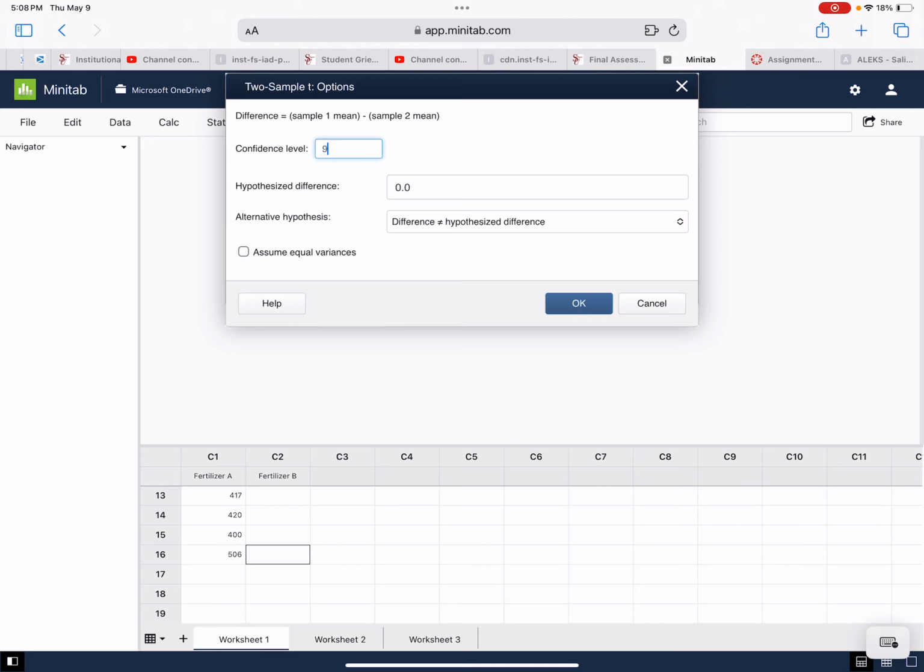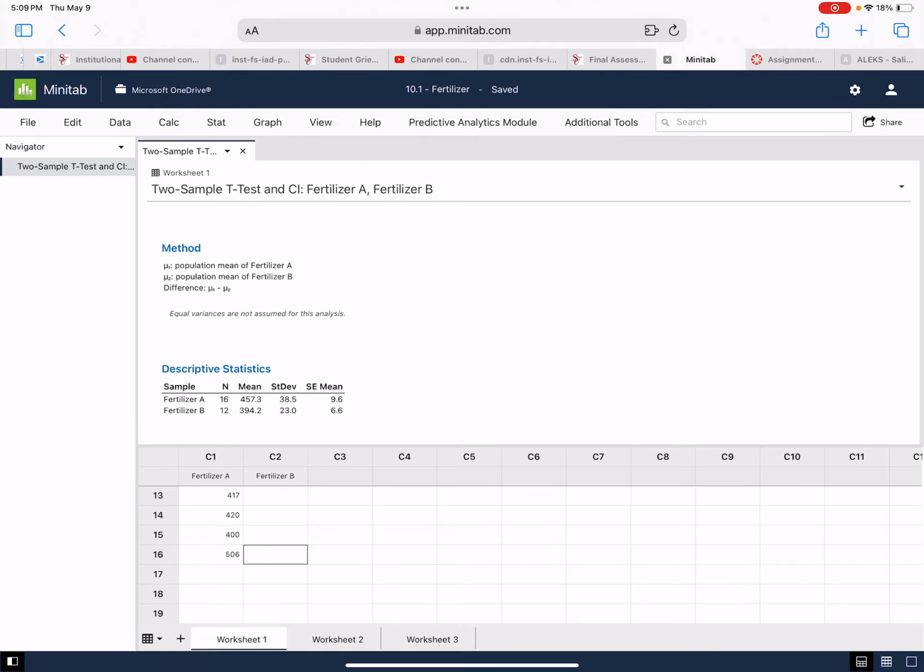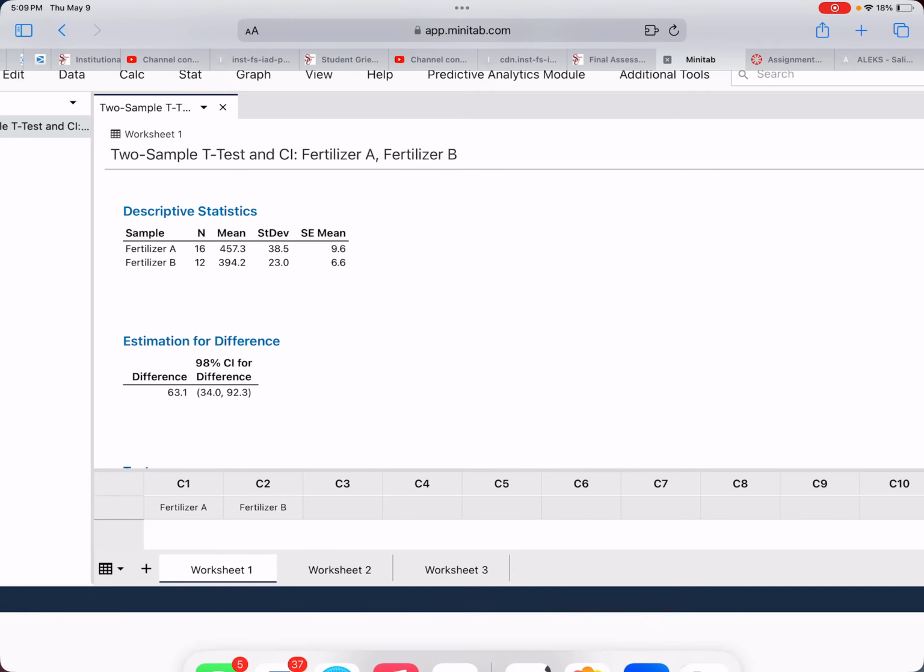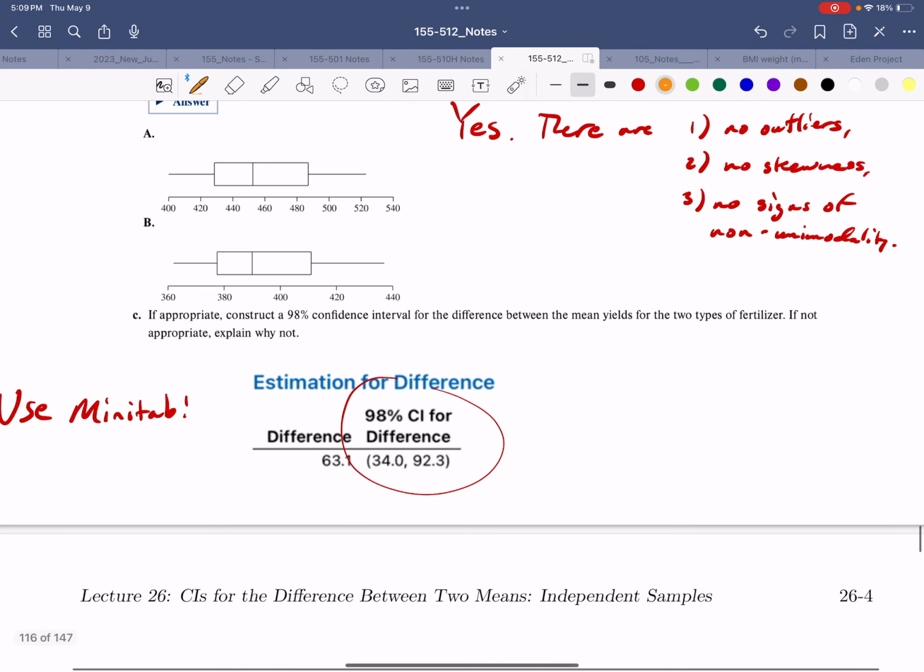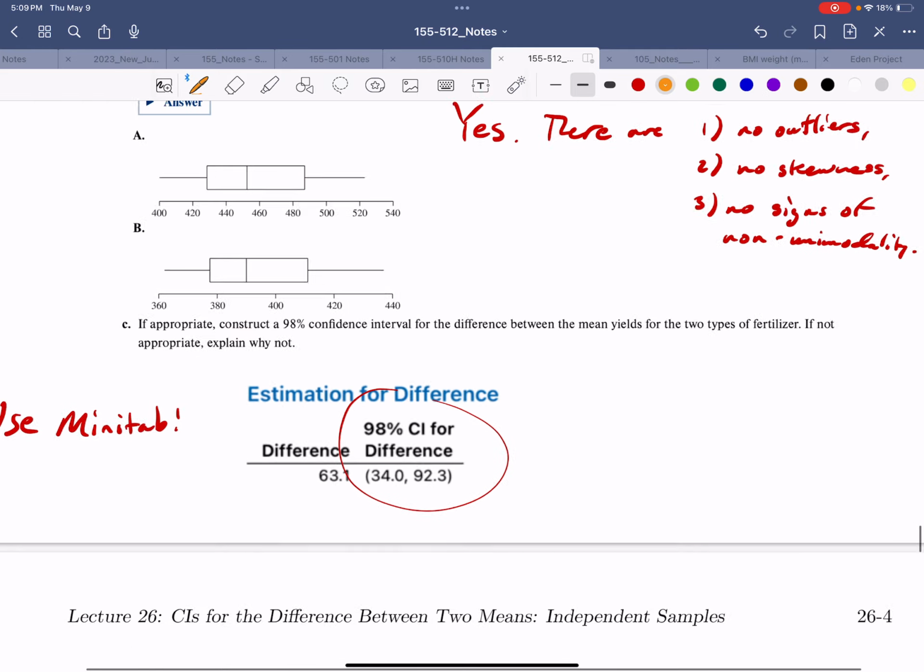Options, now they had said 98% confidence interval, and so keep everything else the same. And there's our confidence interval. And sure enough, that's exactly what we had gotten in class. Okay? Remember to check to make sure you get your confidence level correct.